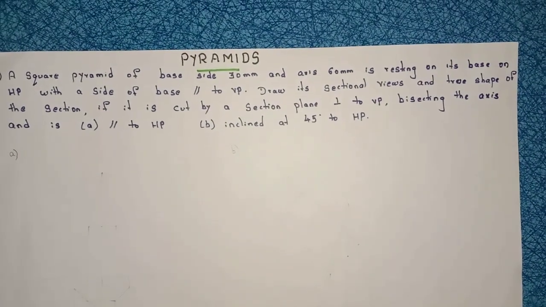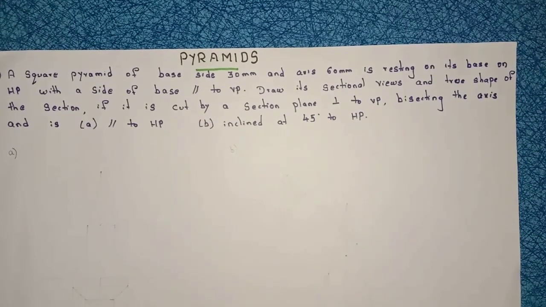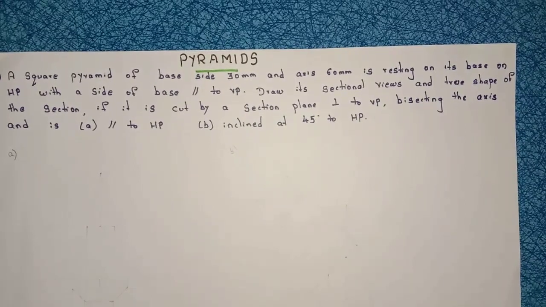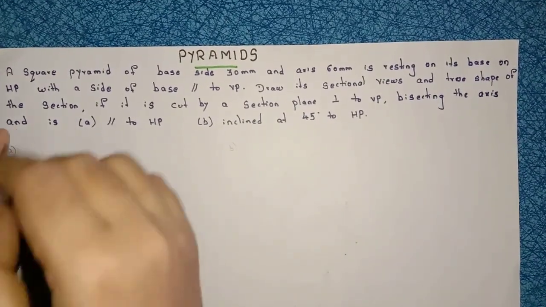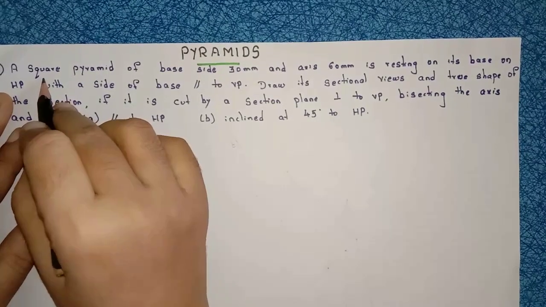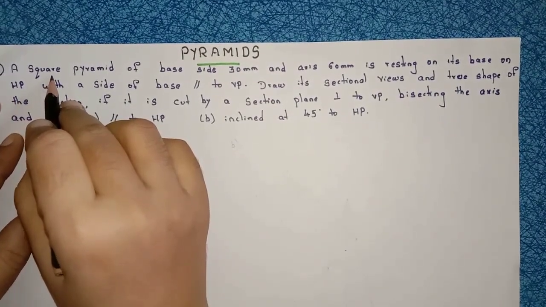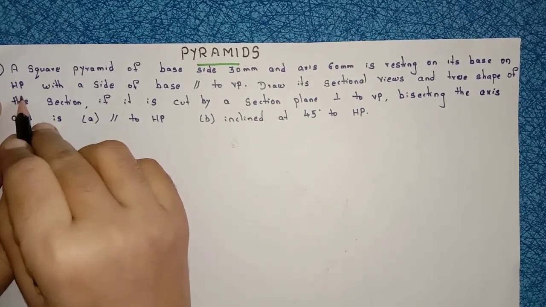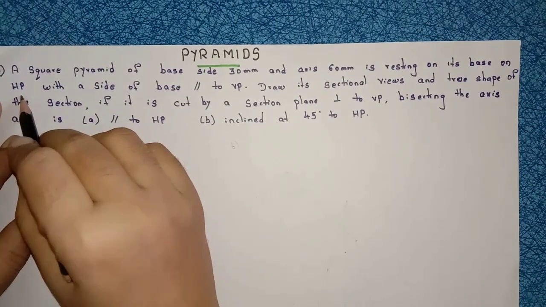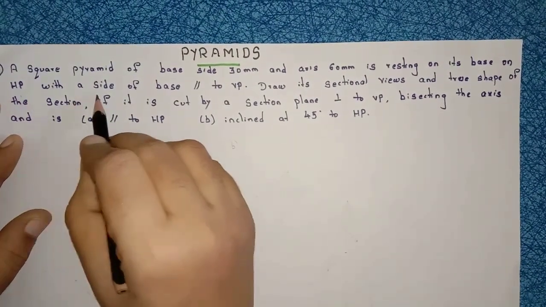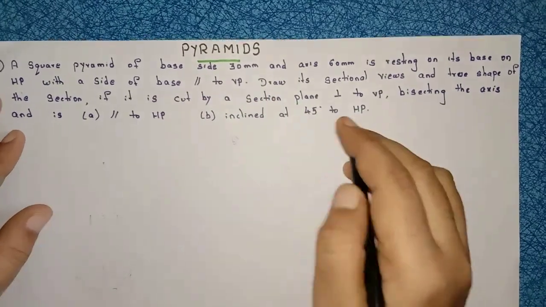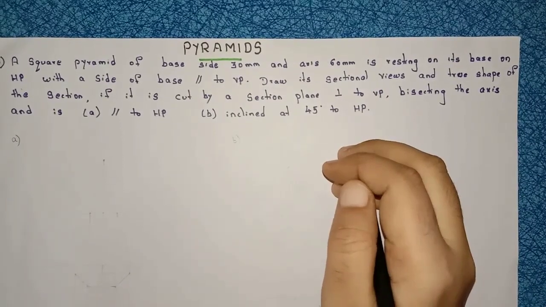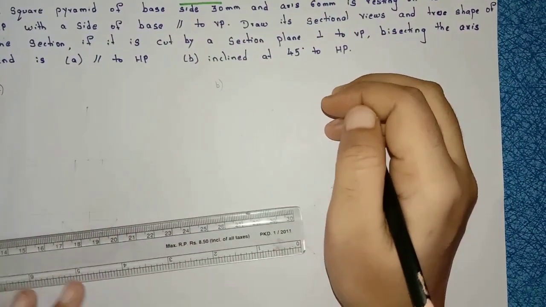So in this question we are going to construct A part and B part, but the basic problem is the same for these two problems, only the sectional plane differs here. Now where do we have to construct the square pyramid? We have to construct the square pyramid on HP. The condition is base on HP, but here they mentioned another condition, with a side of the base parallel to VP. So consider any one side of the base, that should be parallel to VP, right? So let us see how to construct this one.